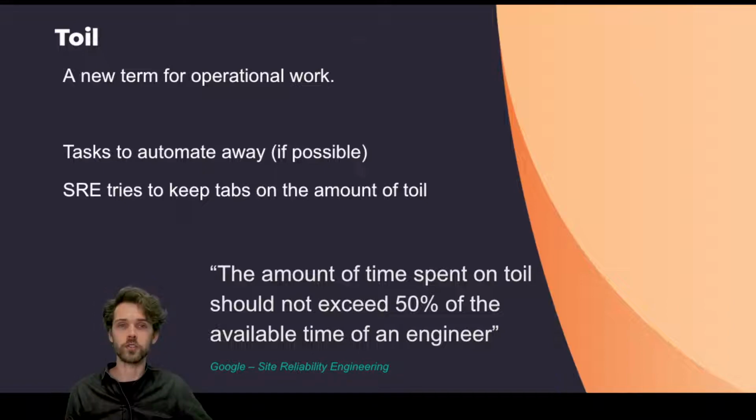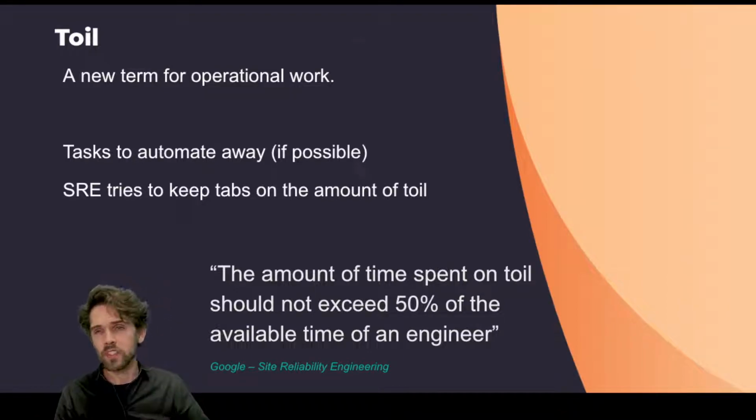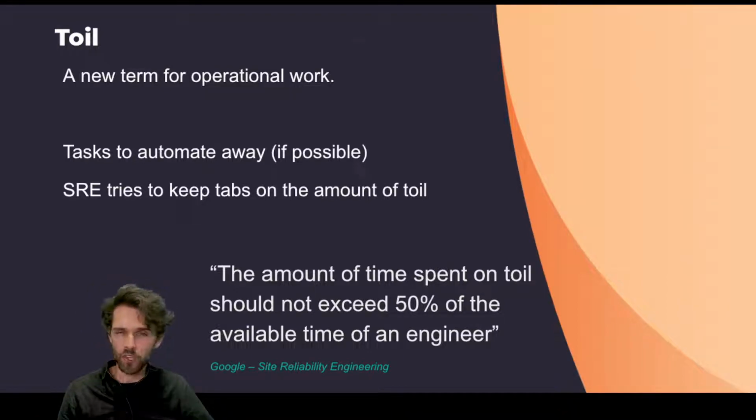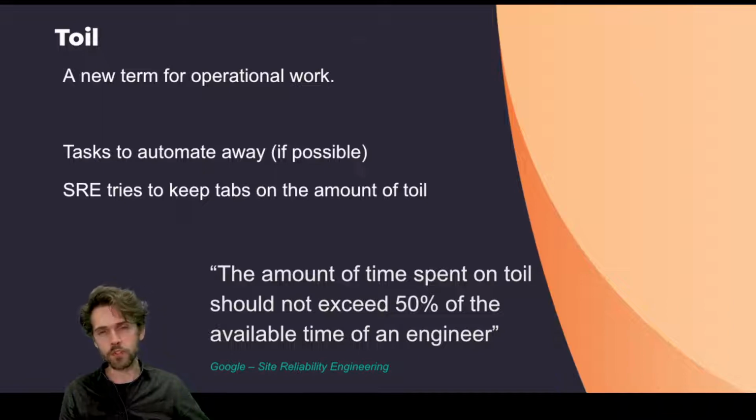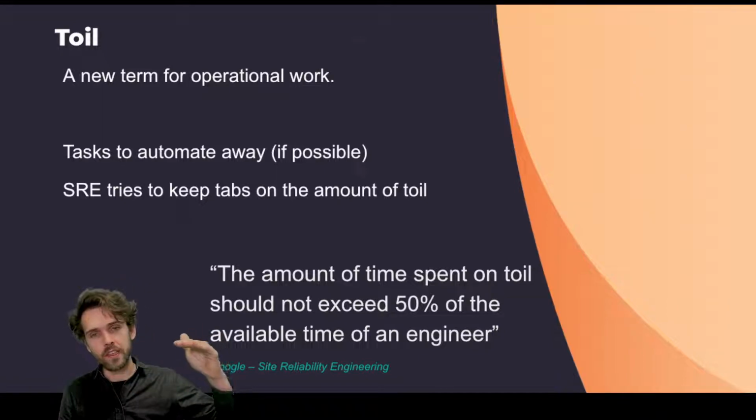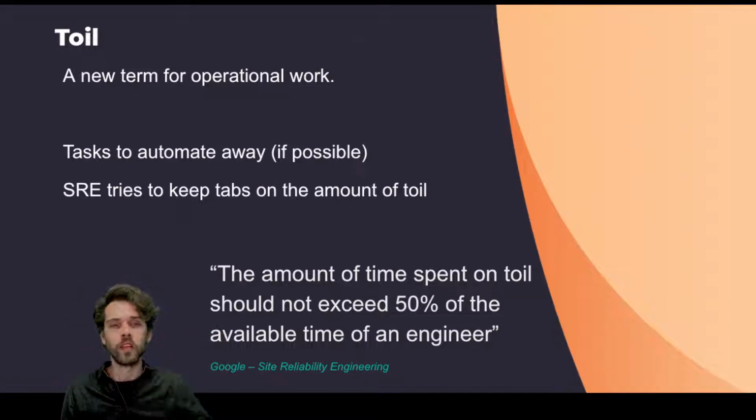A new term for operational work. Toil is the kind of work tied to running a production service that tends to be manual, repetitive, automatable, tactical, and most of the time what you see with this operational work is that it scales linearly as your service also grows. As an SRE, firstly, we try to be aware and measure the amount of toil we are running into, and we try to keep the amount of toil beneath 50%.